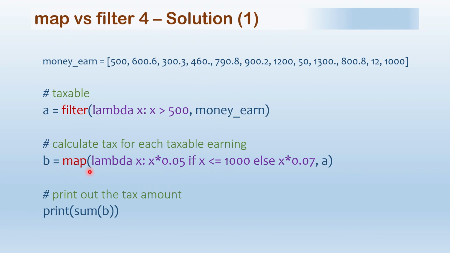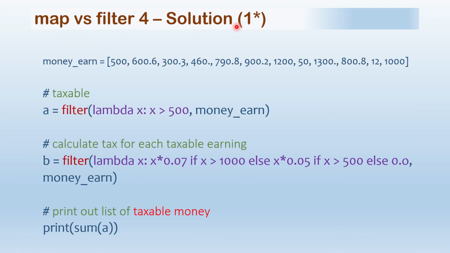We're going to use map to compute the tax we need to pay. Anyone who spends less than 1000 from that list will be given 5%. Otherwise, we'll be given 7%, and we print it out. That will be the tax the company needs to pay. So here I use two functions, filter and map. This is just one solution among many.